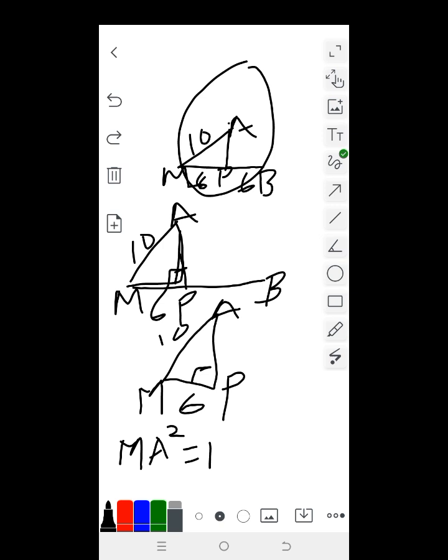Remember, line MA square is equal to line MP square plus line PA square. This is from Pythagoras theorem. Hypotenuse square equal to opposite square plus adjacent square. I hope you can remember that.